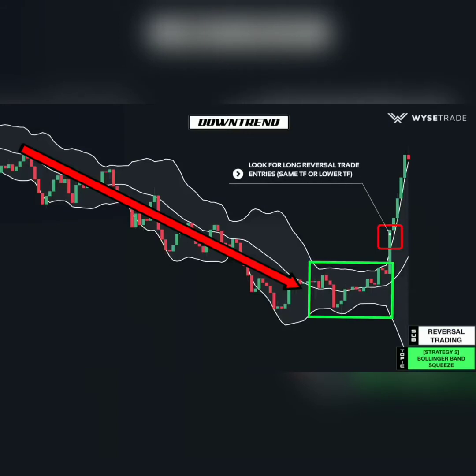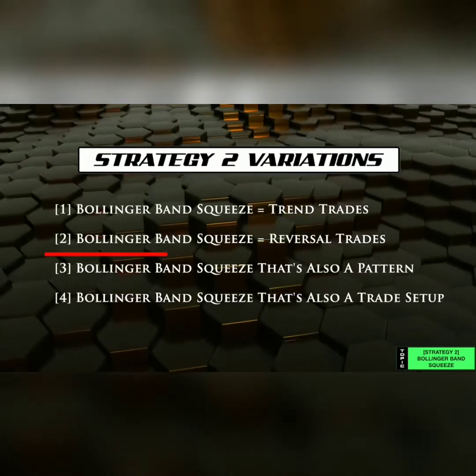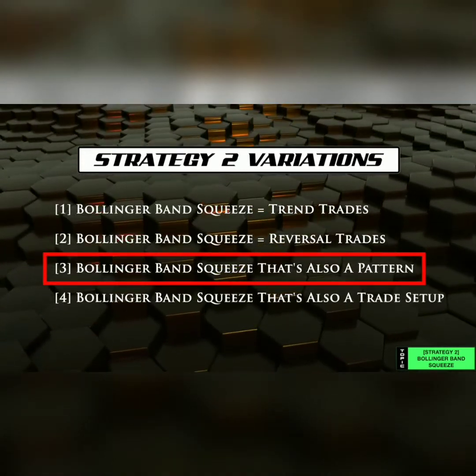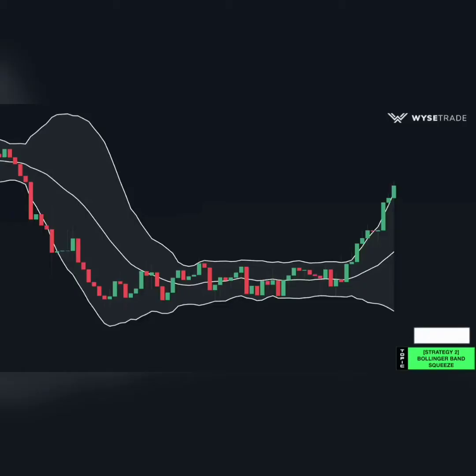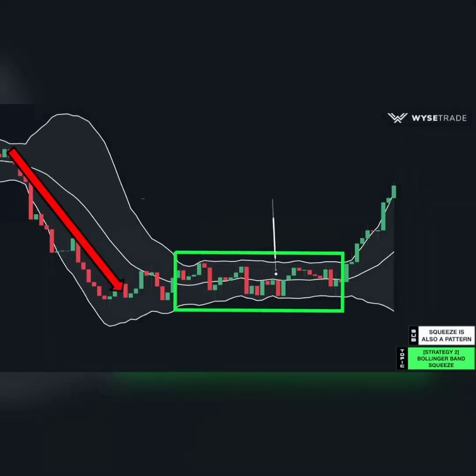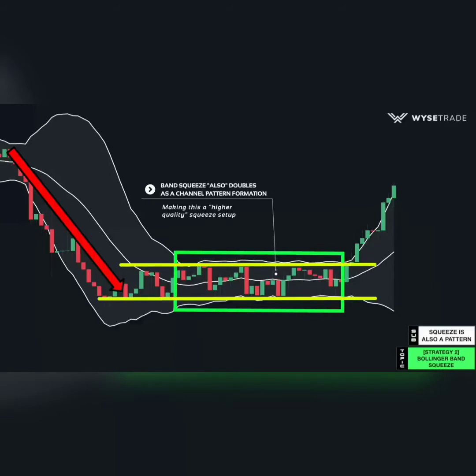So to increase the quality of this setup, you would use the following variations. A Bollinger Band squeeze that is also a pattern formation. You have your moving downtrend. Your band squeeze here also forms a channel pattern by connecting the swing highs and lows.